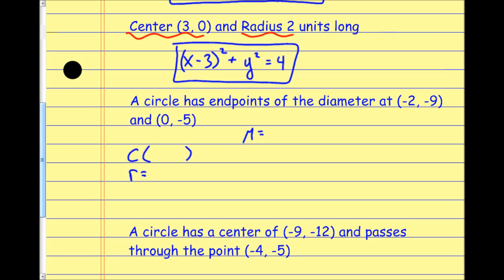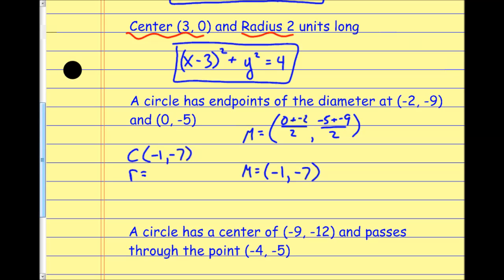So I do the midpoint formula where I add the x values together, the 0 plus the -2, and divide by 2. And then I add the y values together, the -5 plus the -9, and divide by 2. And so when I do this, my midpoint here, 0 plus a -2 is a -2, divided by 2 is a -1. -5 plus a -9 is a -14, divided by 2 is a -7. So my midpoint, which is my center, is -1, -7. And now the radius is the distance from the center to one of the endpoints, or the center to the circle, or the center to the circumference.